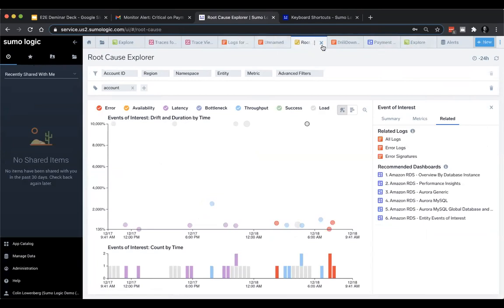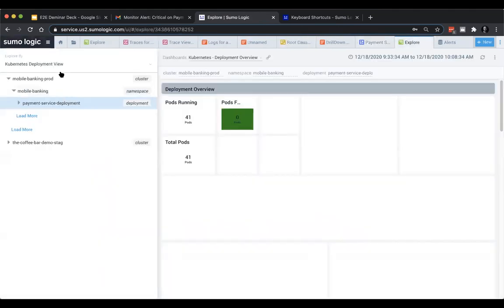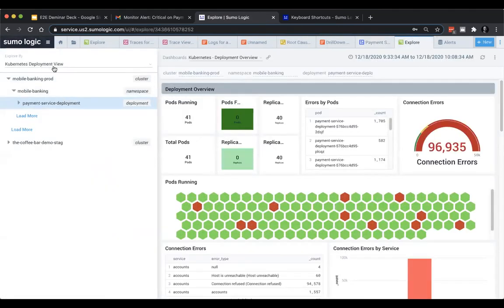As well, if you are using Kubernetes, then I encourage you to check out the Kubernetes deployment view. If you're looking for these functions in your Sumo Logic dashboard, you may have to go to the apps and find Kubernetes and AWS observability. And that's how you can access these types of pages.